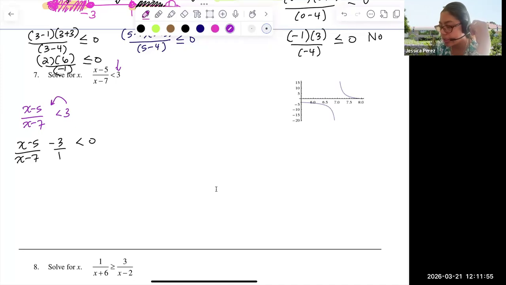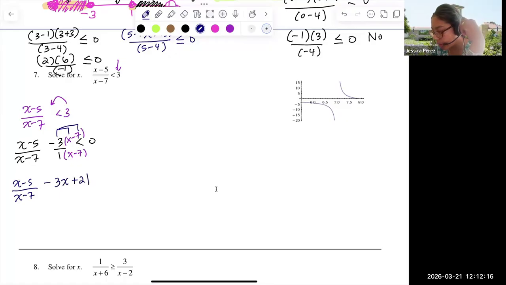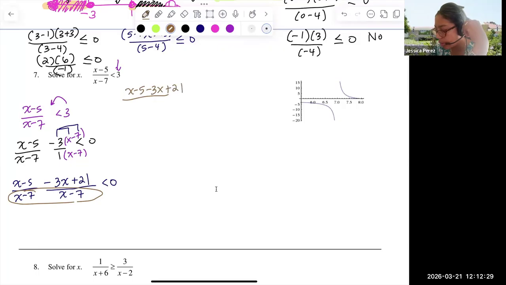In order for me to combine, the denominators must be the same. So I'm going to multiply top and bottom by x minus 7 only to the 3. So I'm going to rewrite it as x minus 5 over x minus 7 minus, I got the negative, negative 3x plus 21 all over x minus 7 is less than 0. So then the denominator is only a single denominator. So I'm going to have x minus 5 minus 3x plus 21 all over x minus 7 to be less than 0.